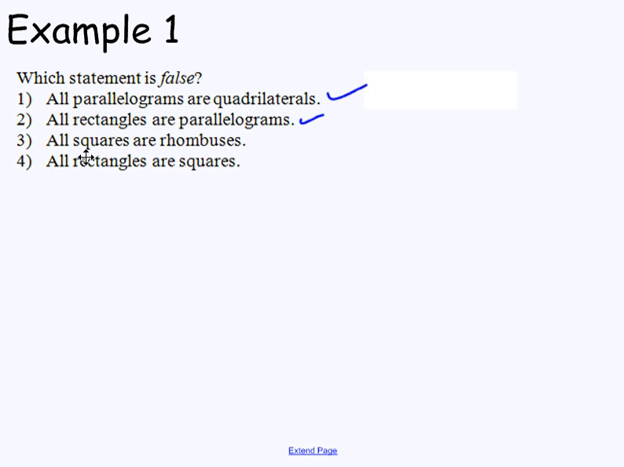Choice 3 says all squares are rhombuses. This is also true. Let me explain why. A square has all the properties that a rhombus has.